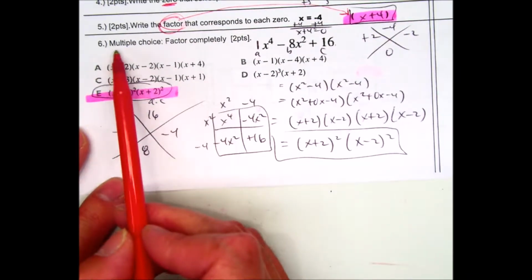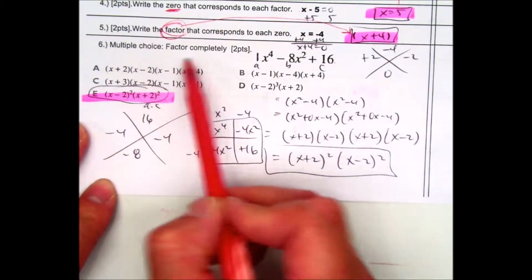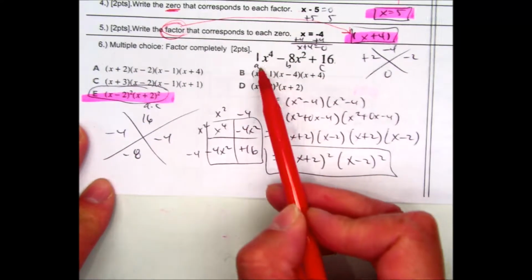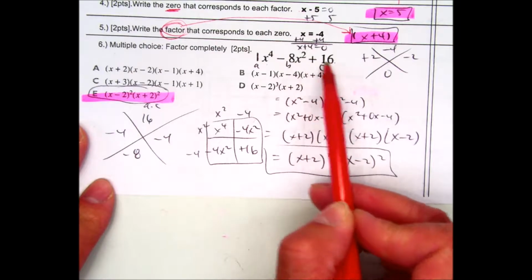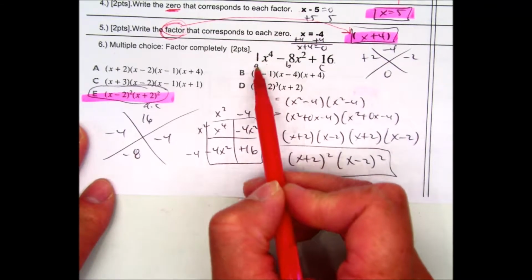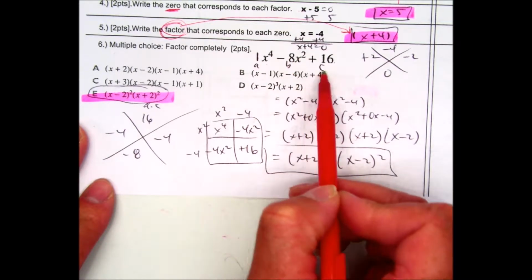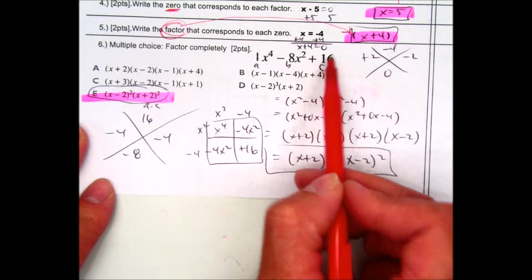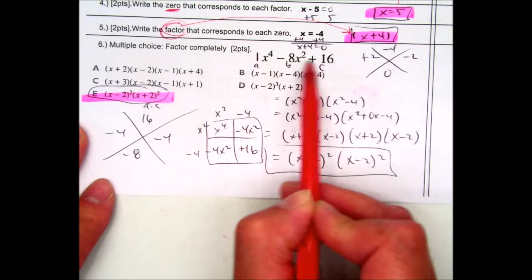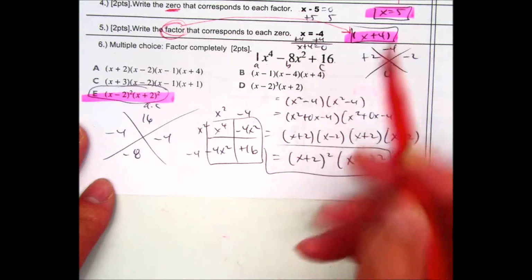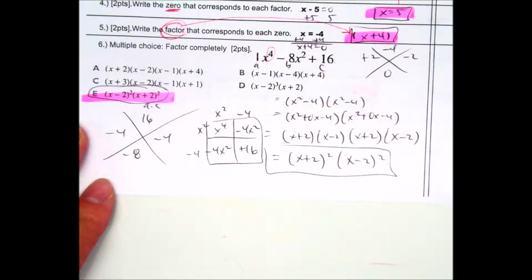Question number 6, multiple choice, factor completely. I have x to the 4th minus 8x squared plus 16. My a value is 1, b value is negative 8, c value is 16. You'll notice this is a trinomial, 1, 2, 3, so you can use your X-in-a-box method. Class, what's half of 4? 2. So you can use your x in box.